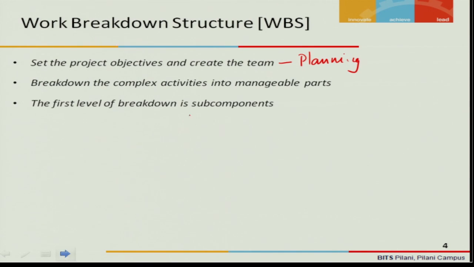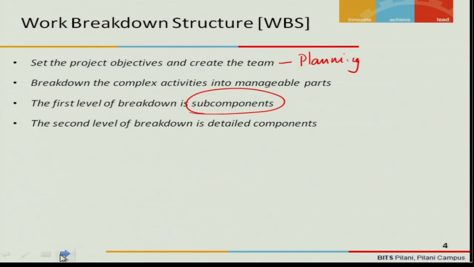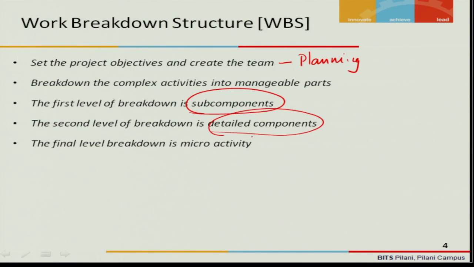The first level of breakdown is known as subcomponents for the complex activity. The second level of breakdown is at the detailed components level. And the last one is at a micro activity level. We have to get into as detailed as possible in WBS so that we will not miss any activity.